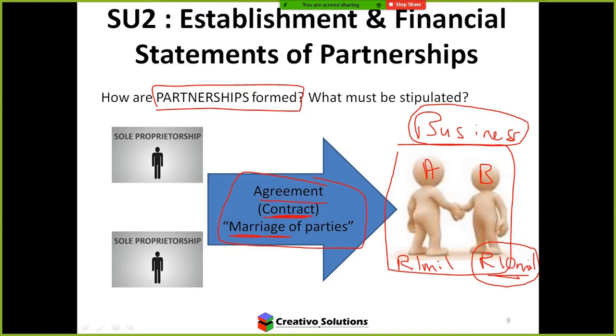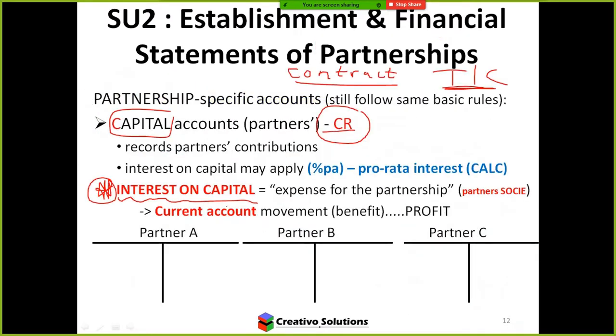So they might agree on paying interest on capital. The reason they do that is to incentivize the partners to contribute, so at least they can generate more funds, so that they can operate and grow the business. So interest on capital is something that can come up when you look at those capital accounts. How would you view interest on capital? Well, in inverted commas, it's an expense for the partnership.